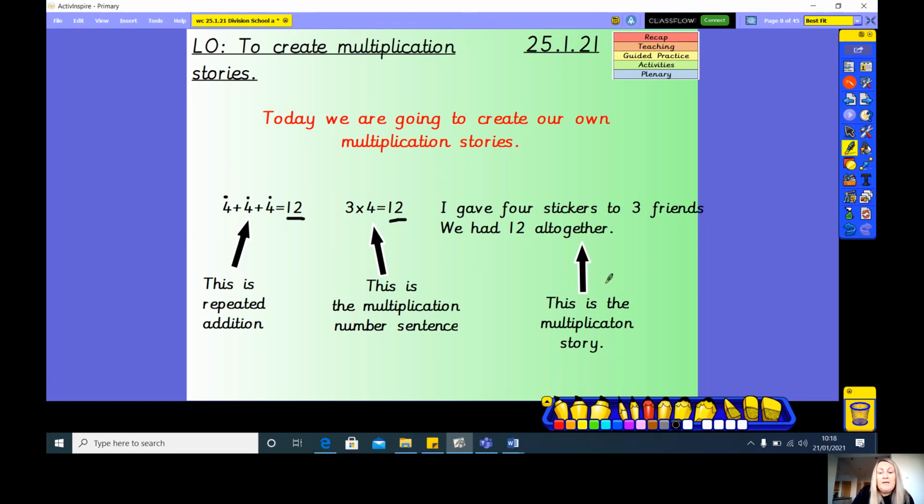Now we could write this as a multiplication story, and this is one I've made up. It says, I gave 4 stickers to 3 friends. We had 12 altogether. So here's the 4. It's in words, but you can write it in numbers if you want to. So I gave 4 stickers to 3 friends because we've got 3 lots of 4. We had 12 altogether. So that is the multiplication story for these number sentences.